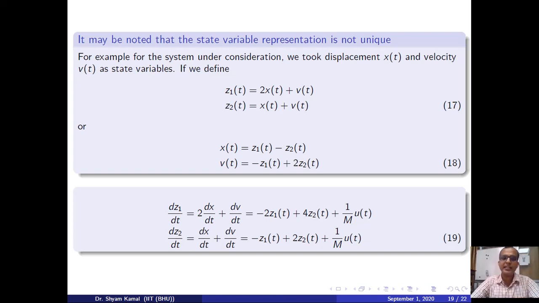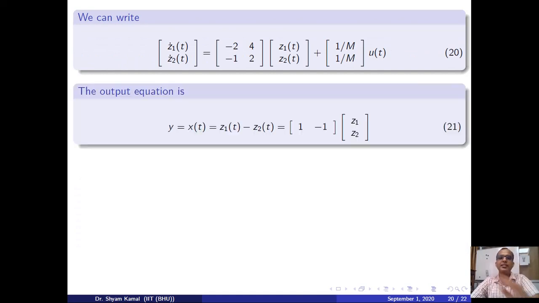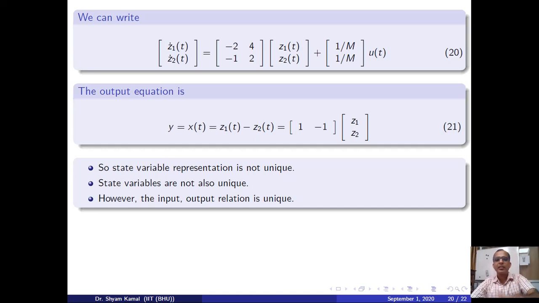And here the state variables are z1 and z2. So if I know z1 and z2 and u(t) is already known to me, still I am able to talk about the output of the system by just subtracting z1 minus z2, because the output is x(t). So in this way I have another set of state variables. Due to that reason we say that the state representation is non-unique. And this is the state space representation, and I have already told you that in matrix form I can represent the output also. So again, the conclusion is that the state variable representation is not unique.